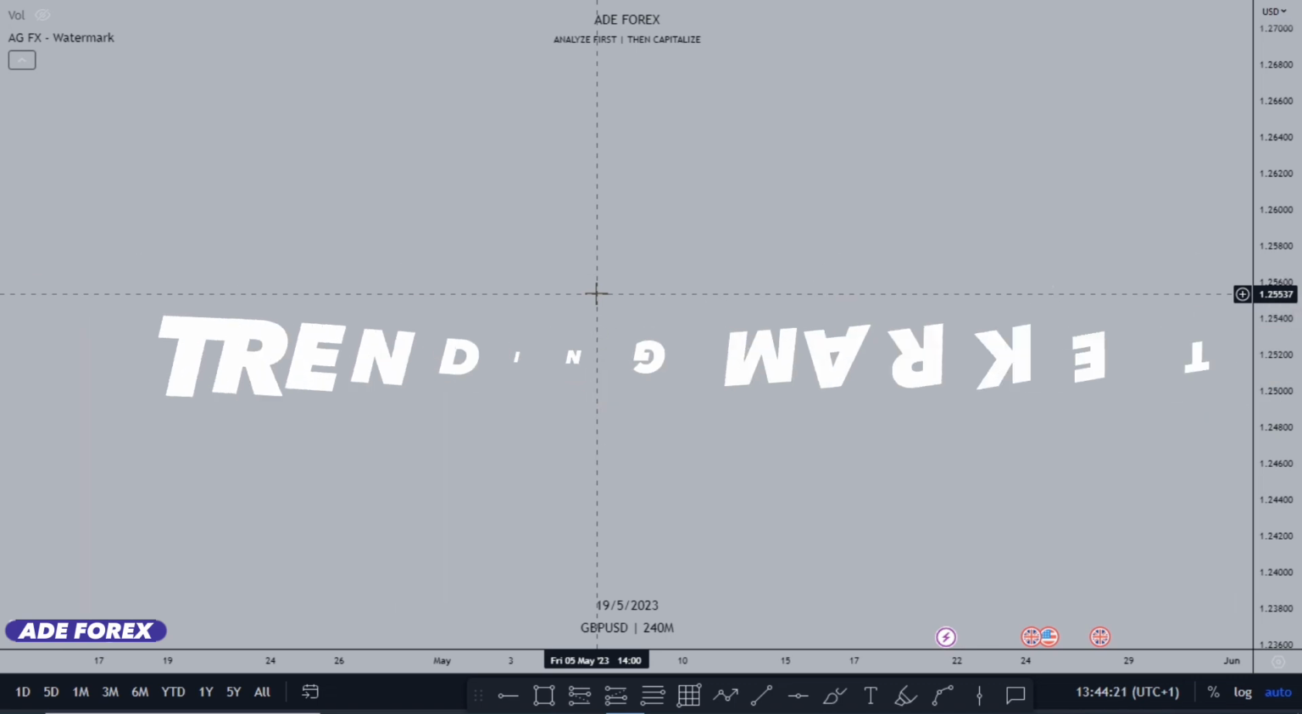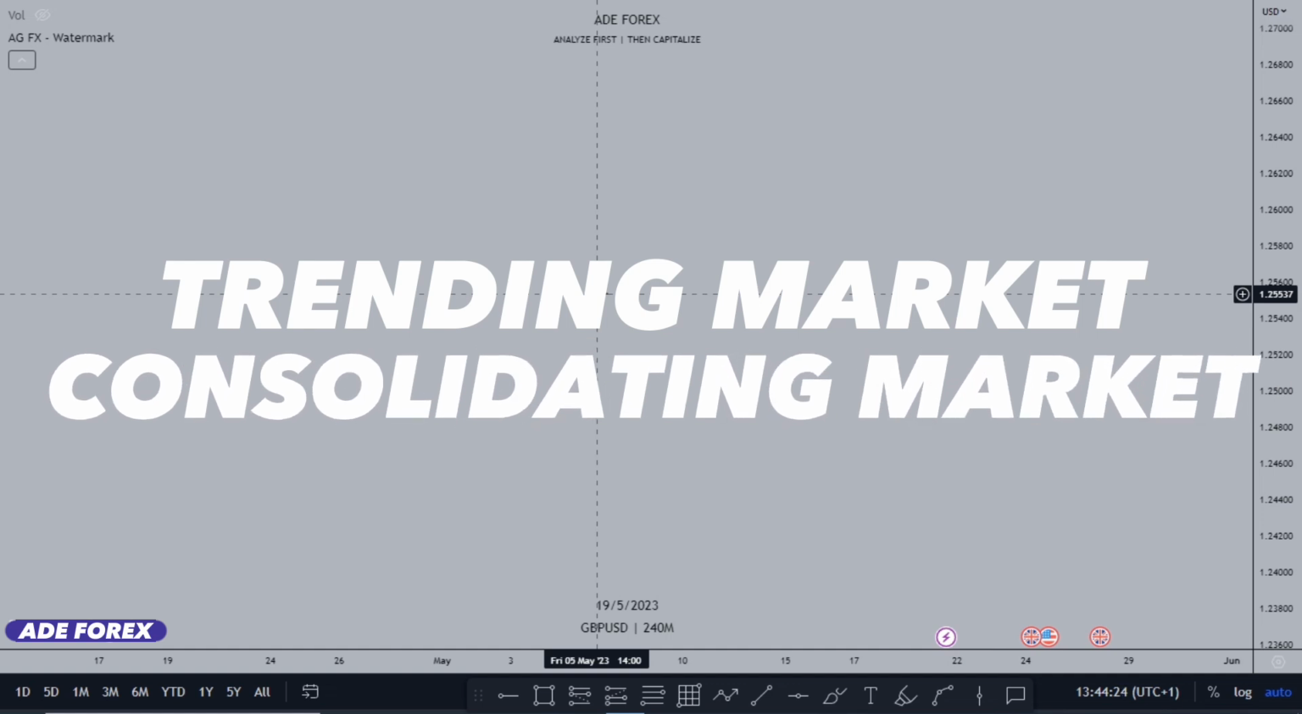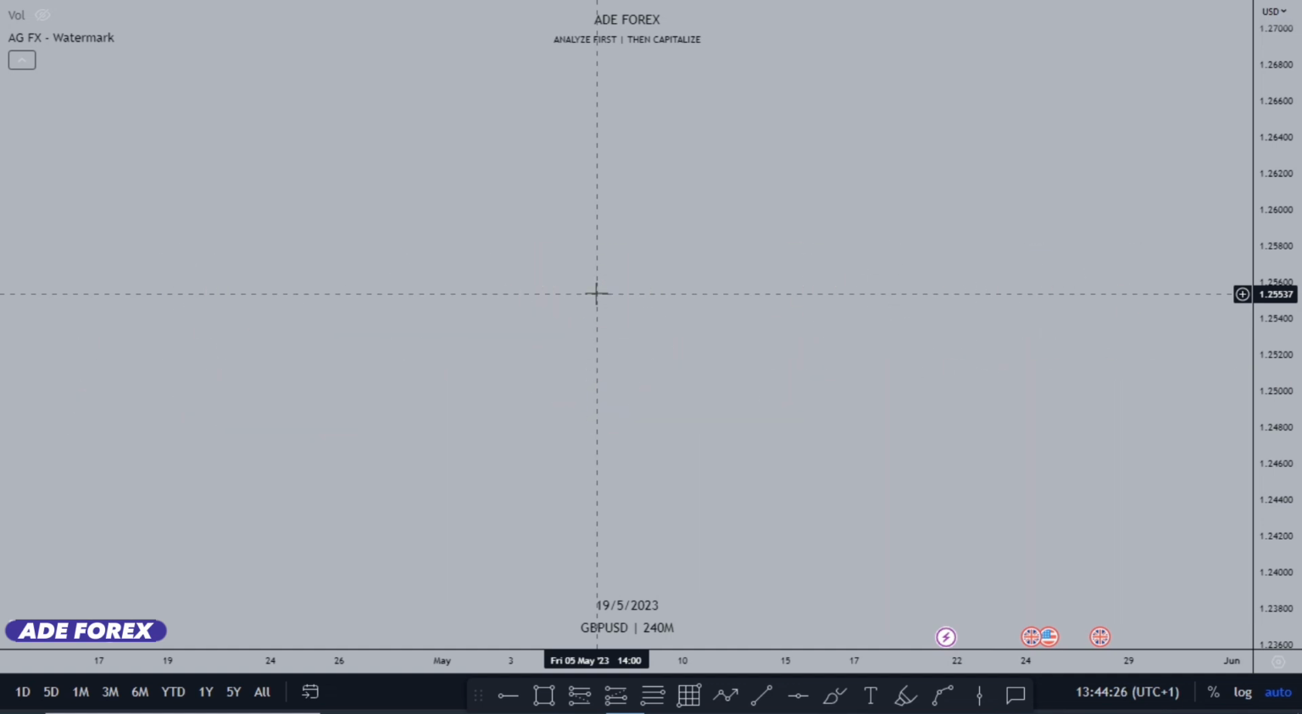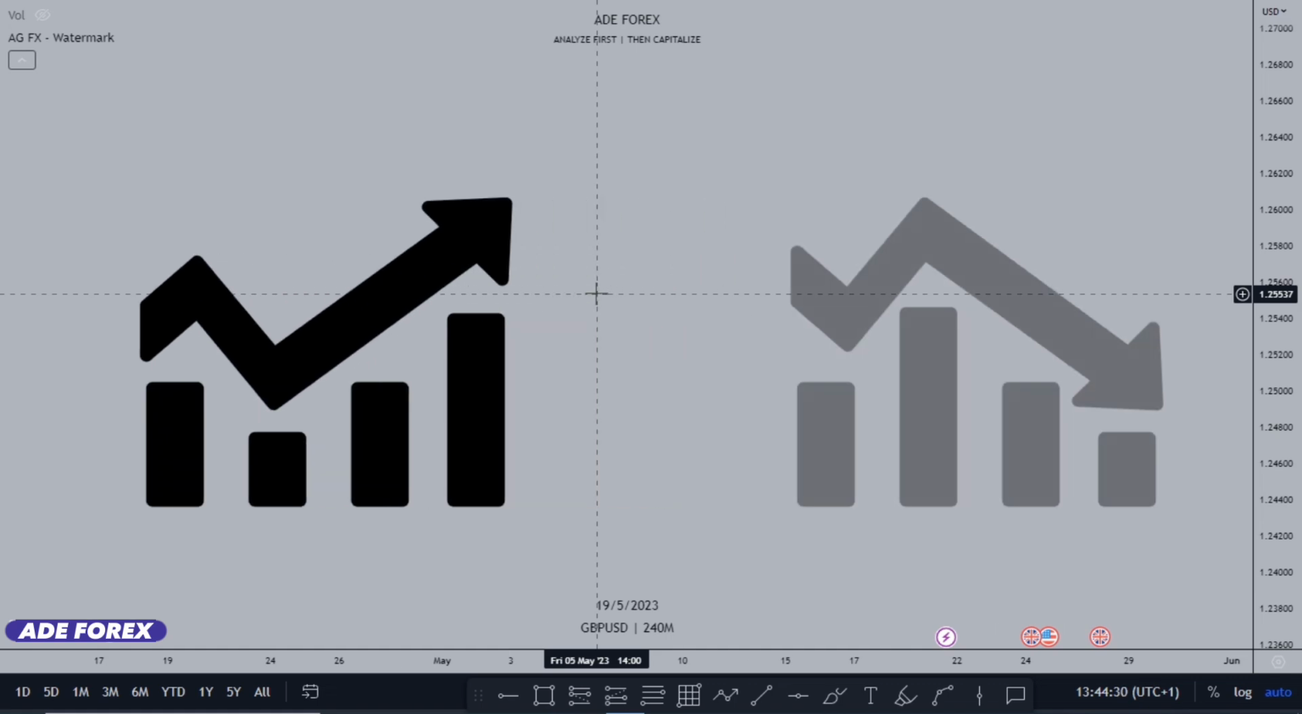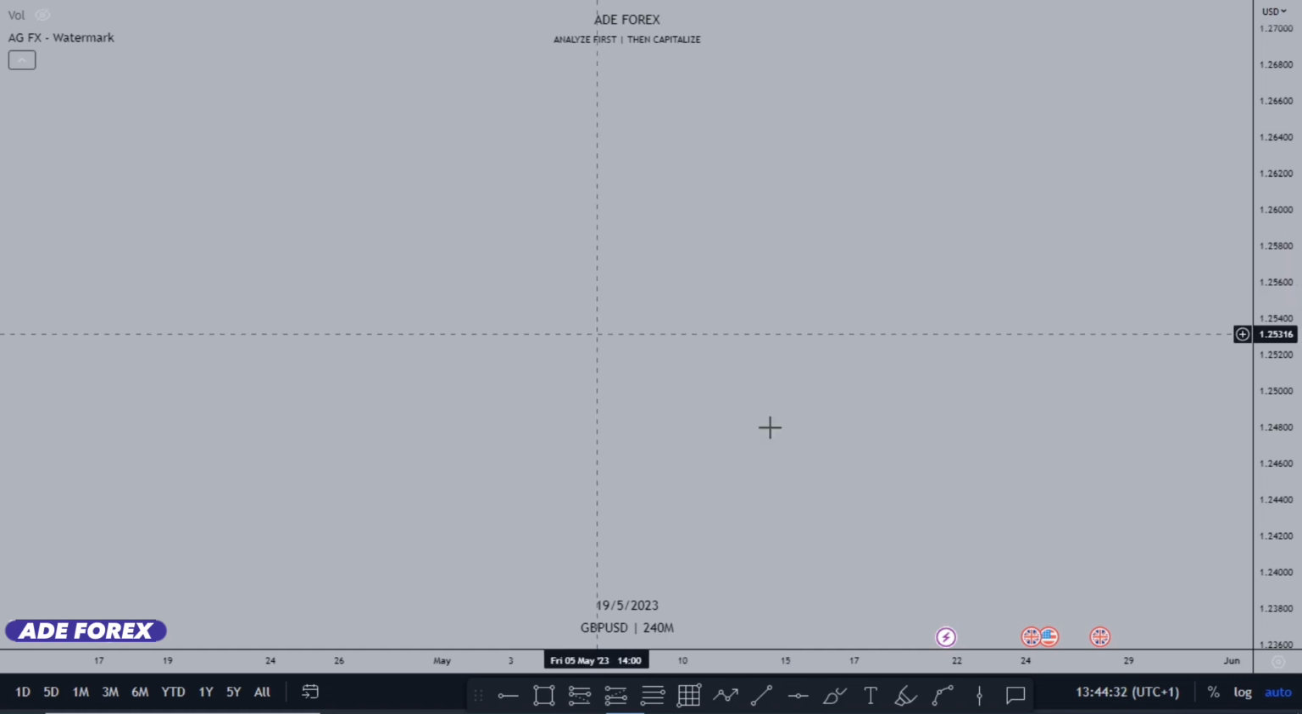Starting off, we need to talk about trend identification, speaking of the types of market that we have. Personally I divide it into two: the trending market and the consolidating market. The trending market is subdivided into two: the bullish trend and the bearish trend. Let's annotate that on the chart.